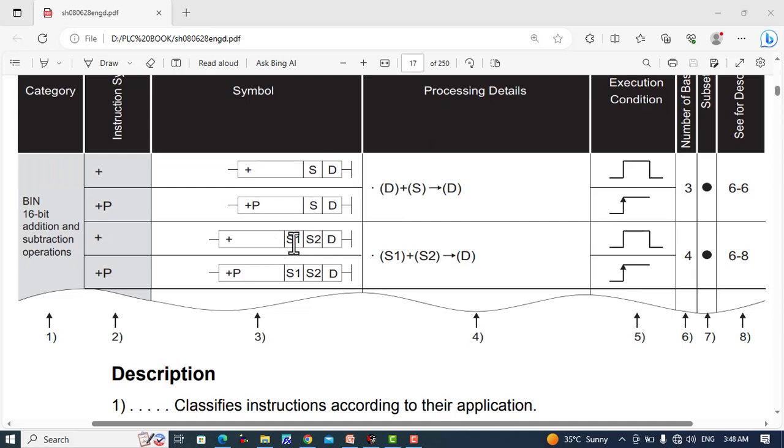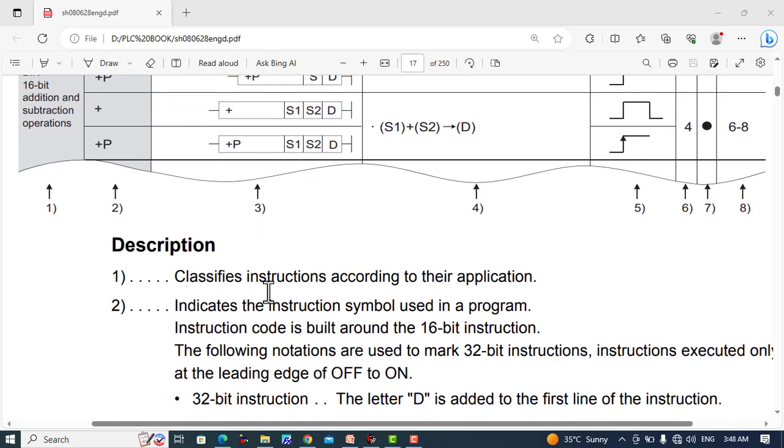Here are two sources, S1 and S2, and their destination is D, and this plus is the instruction. When S1 plus S2 combine, it will give destination D, and it is again in pulse form. And here is again the instruction with sources S1 and S2 and the destination D. When they combine, they are combined at the rising edge of the pulse. These instructions will be confirmed later.